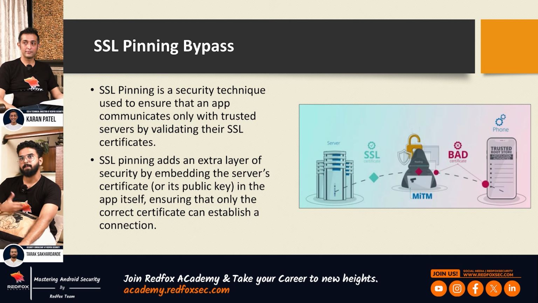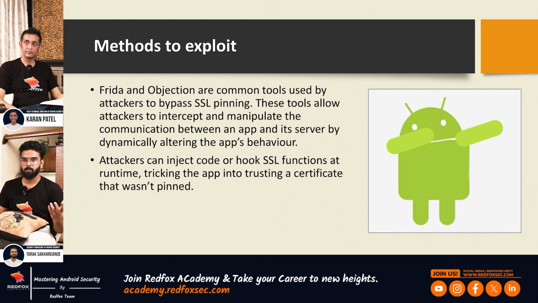Moving on to SSL pinning bypass again. The methods to exploit: the first thing is using the Frida toolkit. I gave you a brief, but I'm going to repeat the same thing. Frida is going to manipulate the certificate at runtime, and we are going to bypass the certificate pinning and use our own certificate, which is the Burp Suite certificate, for the man-in-the-middle attack. Attackers can inject code or hook SSL functions at runtime.